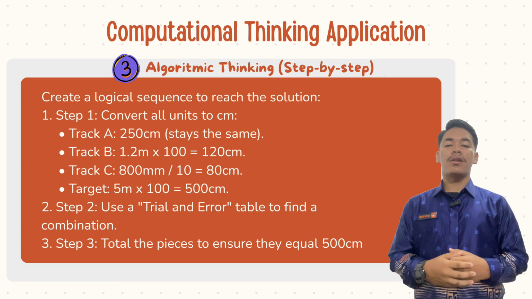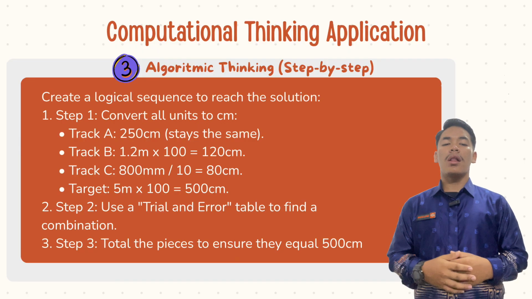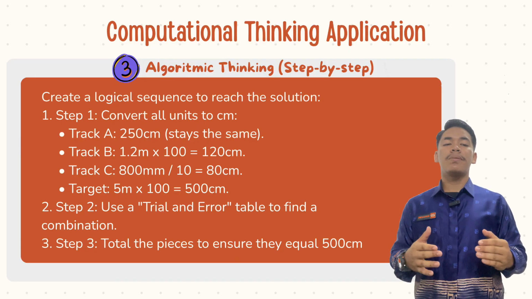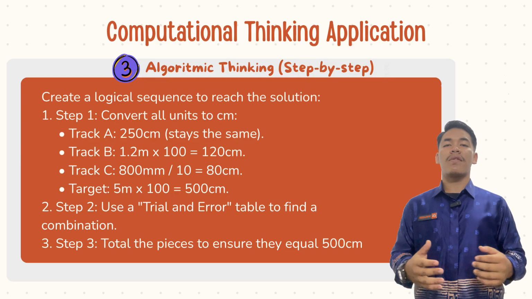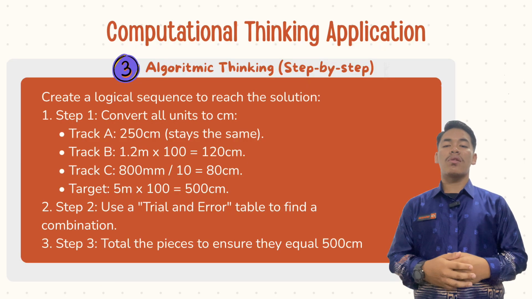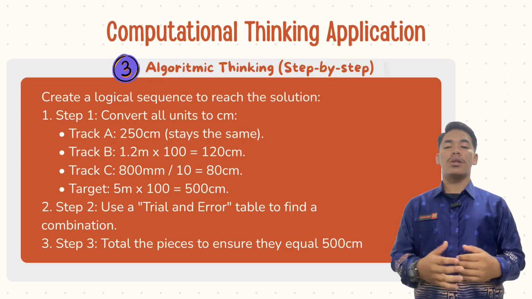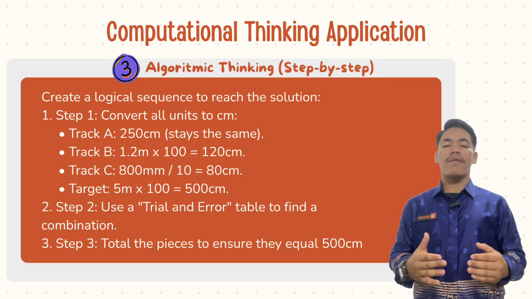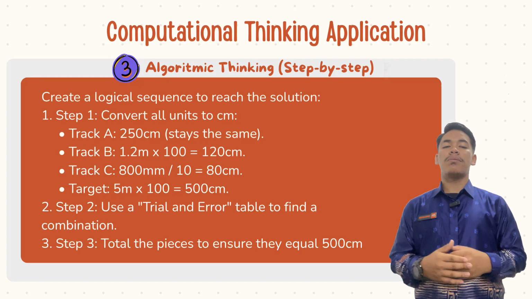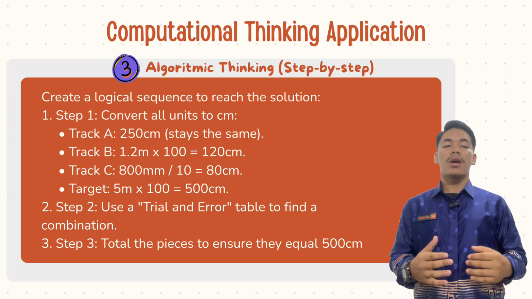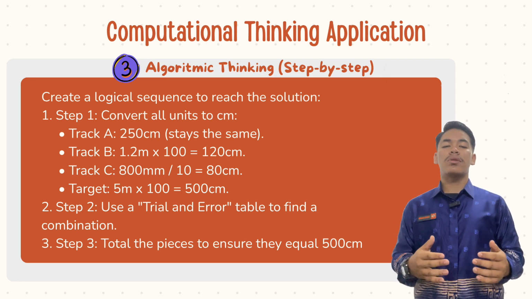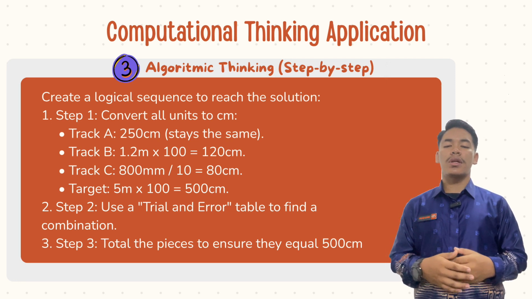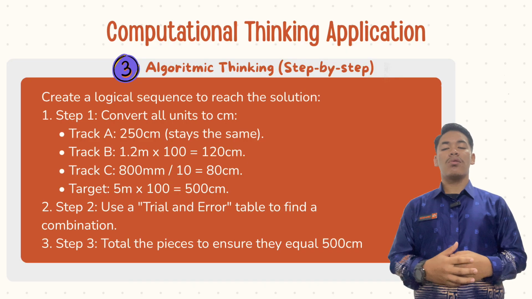Now we reach the final and perhaps the most practical pillar of computational thinking, algorithmic thinking. Simply put, an algorithm is a set of step-by-step instructions to solve a problem. In our circuit engineer project, once the students have identified the key data, they need a master plan to ensure the track pieces are combined correctly to reach exactly 5 meters without any errors. As you can see on the slide, we have developed a clear algorithm for Ayman's team to follow.